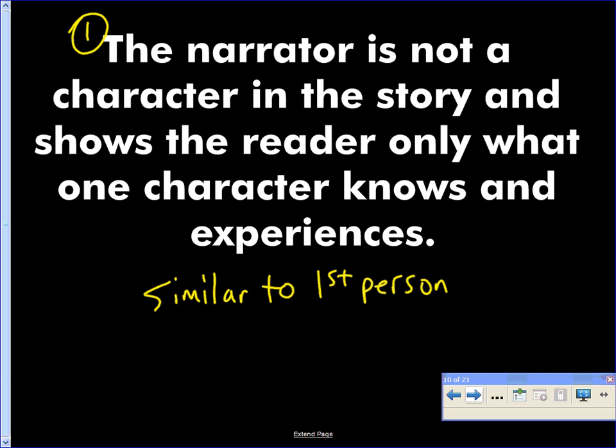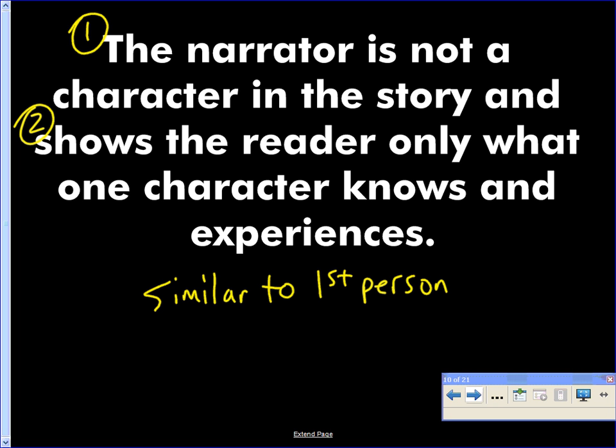So that first principle is different from first person, but the second principle here is the same. Both first person and third person limited limit the narration to one person's perspective. It's just in third person, you don't have a narrator that is a character in the story. That narrator will not be anybody in the story.